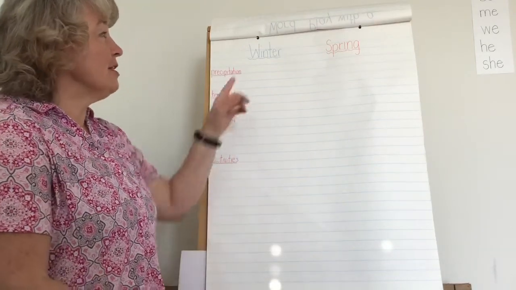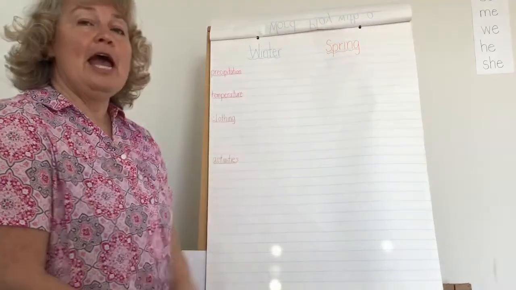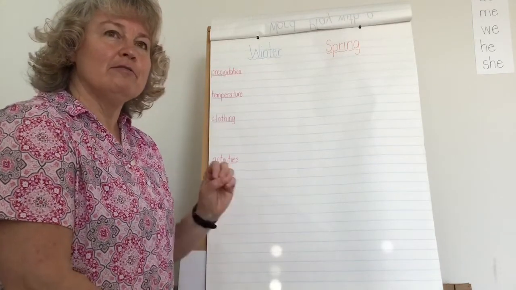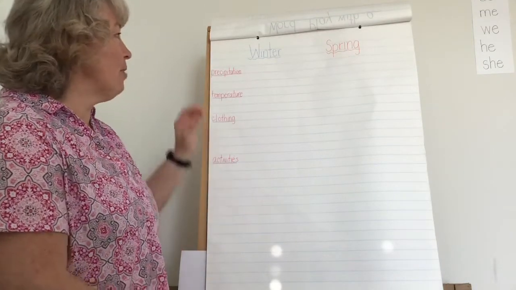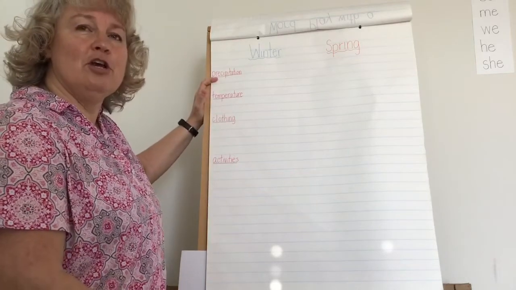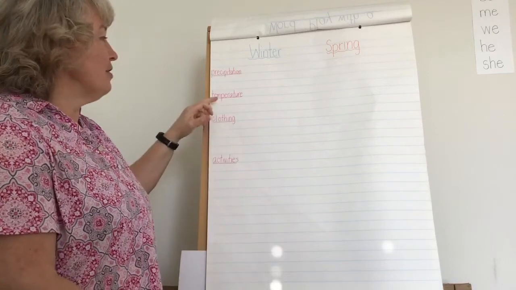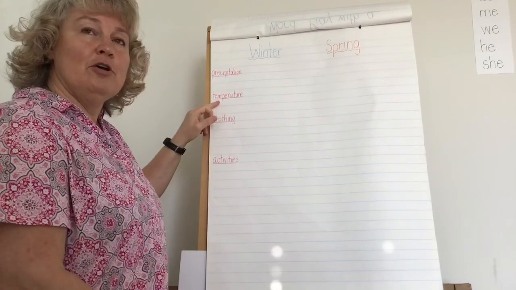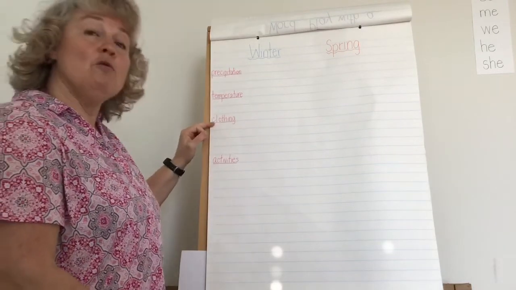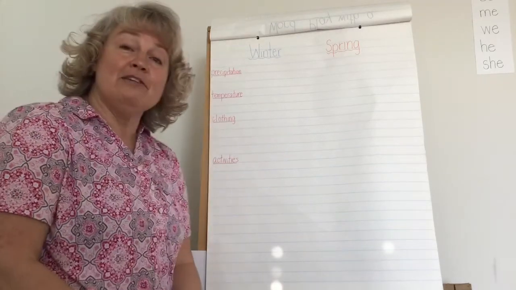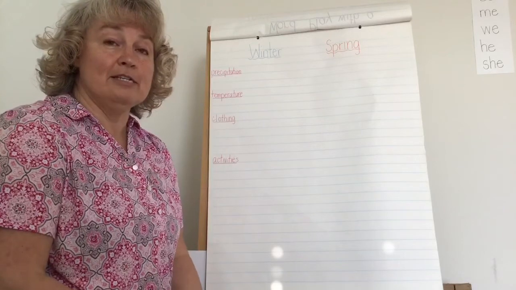So I want us to think about winter and spring, and I want us to think about a couple of different ways to describe winter and spring. I want to think about the precipitation, which is the weather that might be coming out of the sky. I want us to think about the temperature. I want us to think about the clothing we might wear during that season. And I want us to think about the activities that we might do during that season.